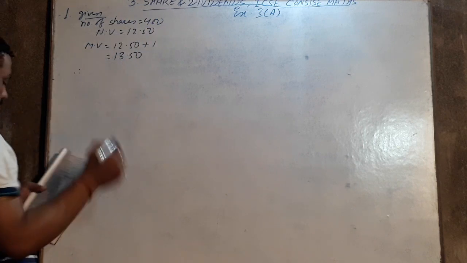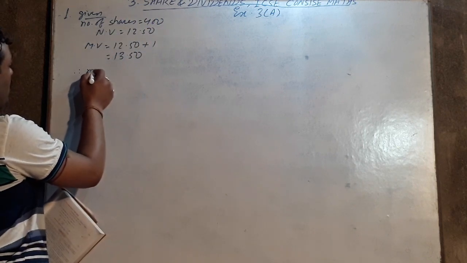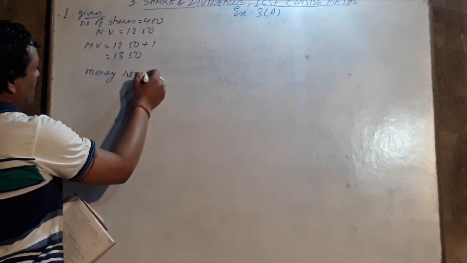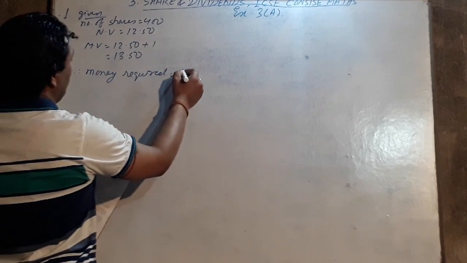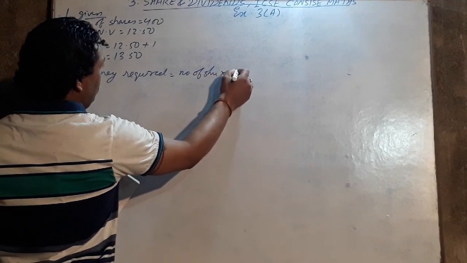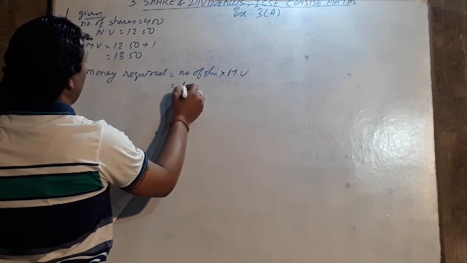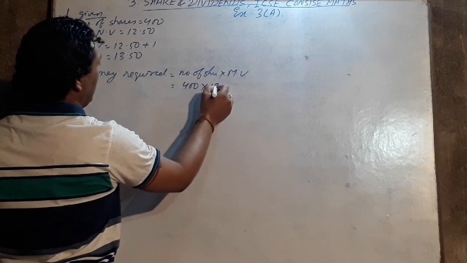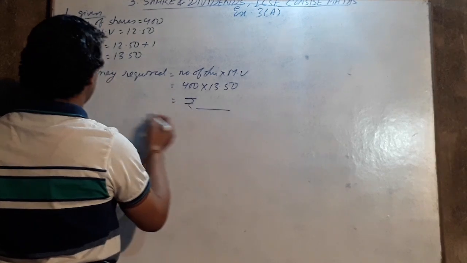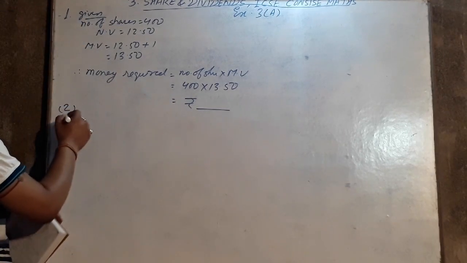So money invested, how much money is required, will be equal to number of shares into market value, that is 400 into 13.50, that is equal to rupees... multiply and get. Number 2 question.